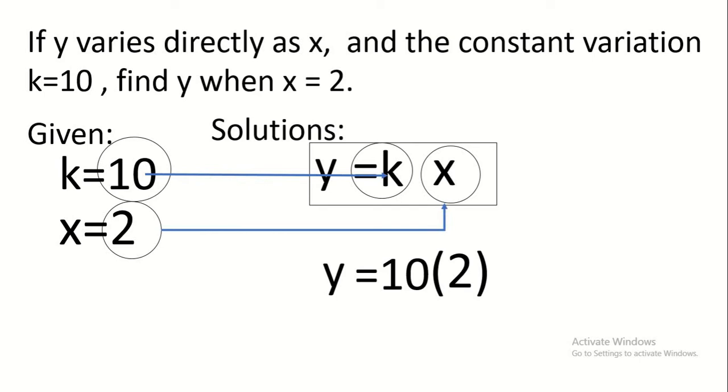So, 10 times 2 is 20. And our equation of variation is y is equal to 10x. Saan nanggaling si 10? Dun sa ating k constant variation. So, yan lang ang binabago, si k lang. Yung dalawang variable as is yan na nandyan lang sila.